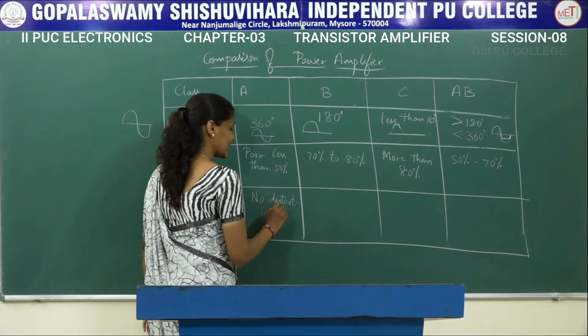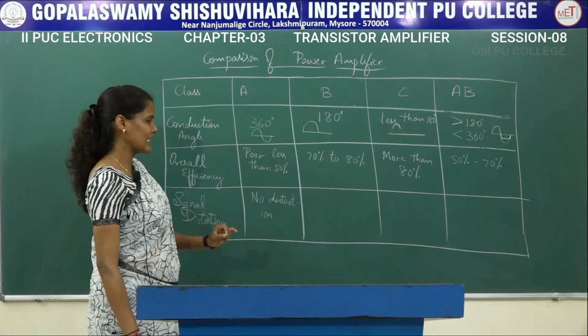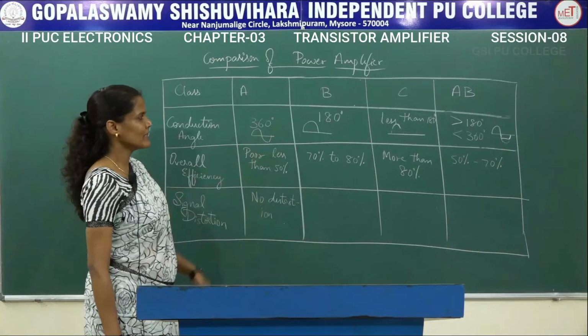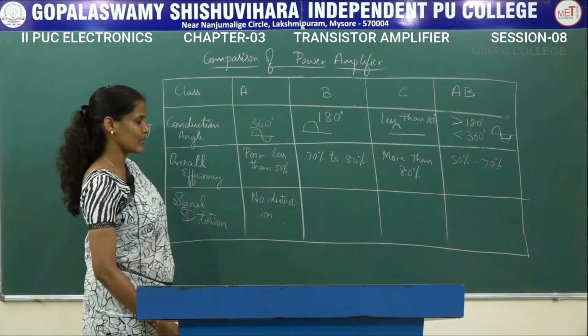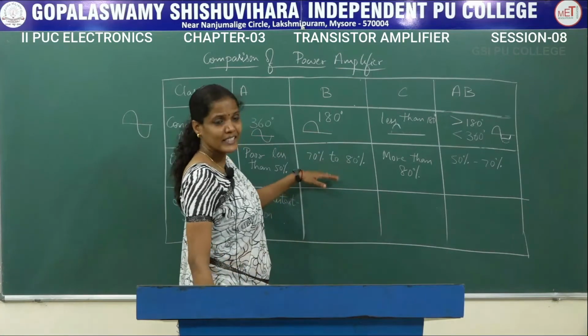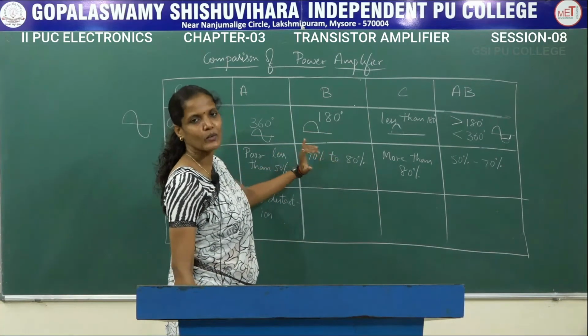If it is correctly biased, then there will be no such distortion in the output signal. Coming to this class B type of power amplifiers, a portion of the input cycle will be completely eliminated. That is, one complete half cycle will be eliminated.